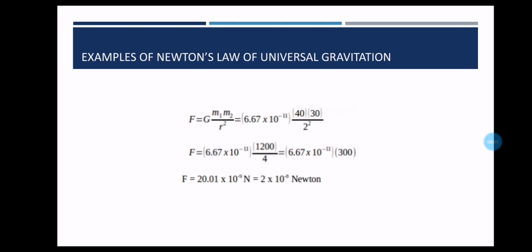So F equals G M1 M2 over R square, 6.67 times 10 minus 11. This is the G. M1 is 40, M2 is 30, over 2 square, and the rest is calculation.